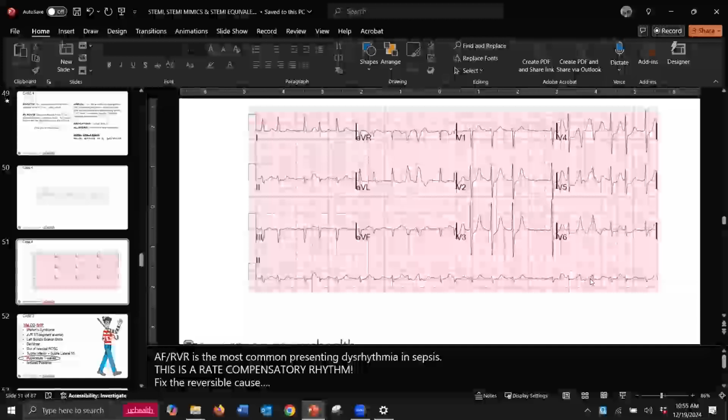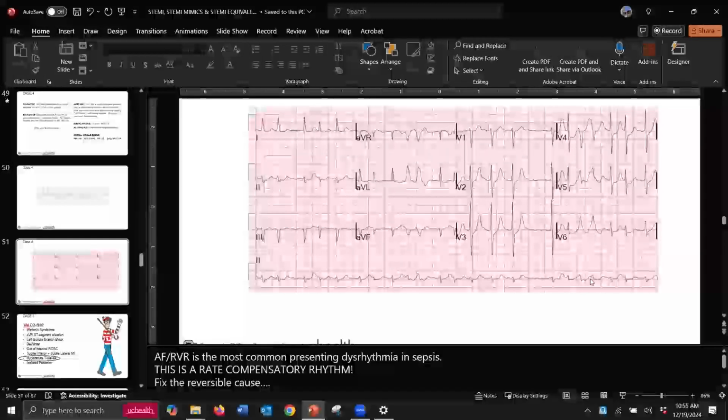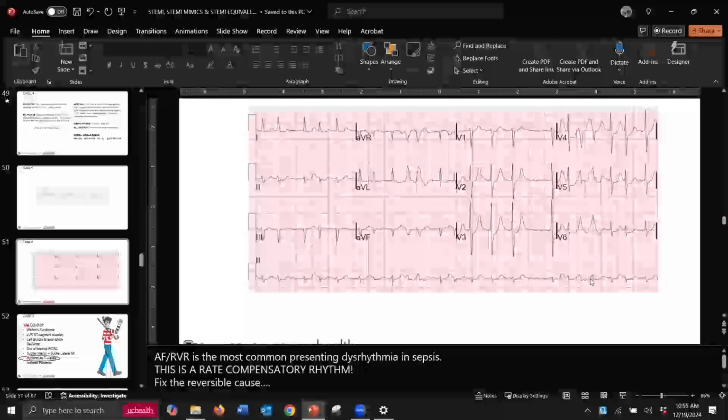Here's the deal. What do we think's going on with this guy? He's probably got septic shock. Yeah, right. AFib with RVR is really very common in sepsis.